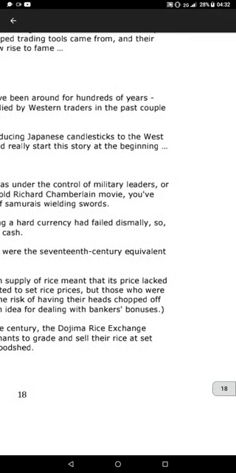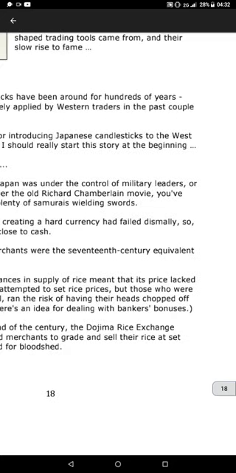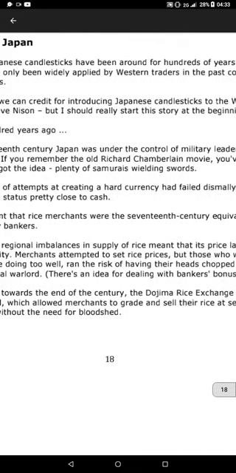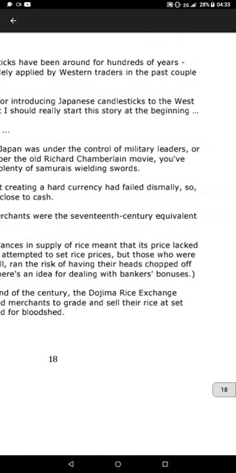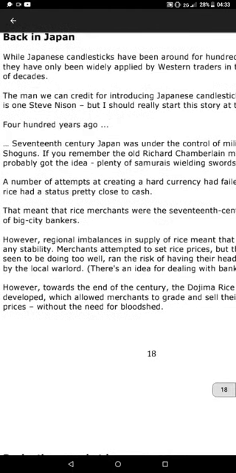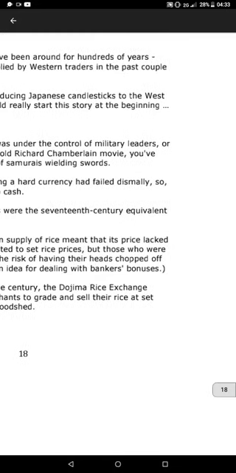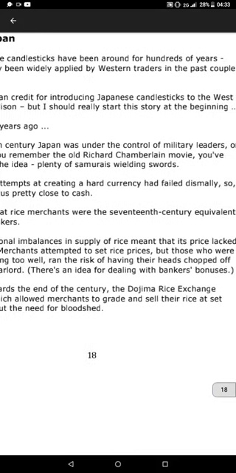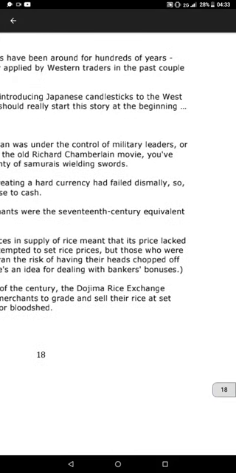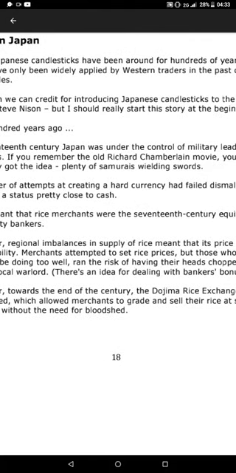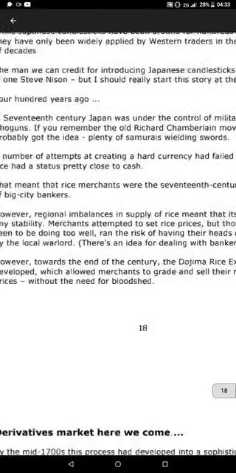in the 17th century eventually bigger than city bankers. However, a rigorous imbalance in the supply of rice meant that its price lacked stability. Merchants attempted to set rice prices, but those who were seen to be doing too well risked having their heads chopped off by the local warlord. There is an idea for dealing with bankers' bonuses.